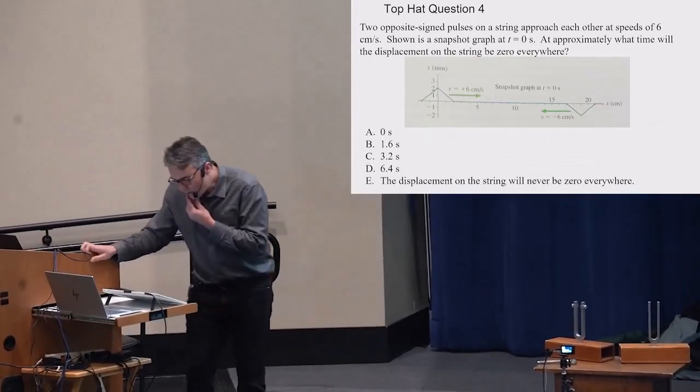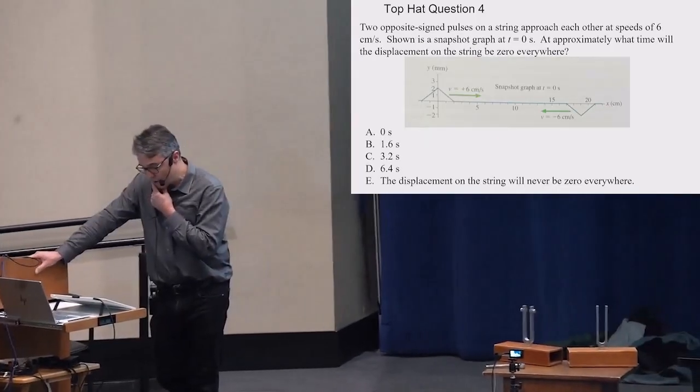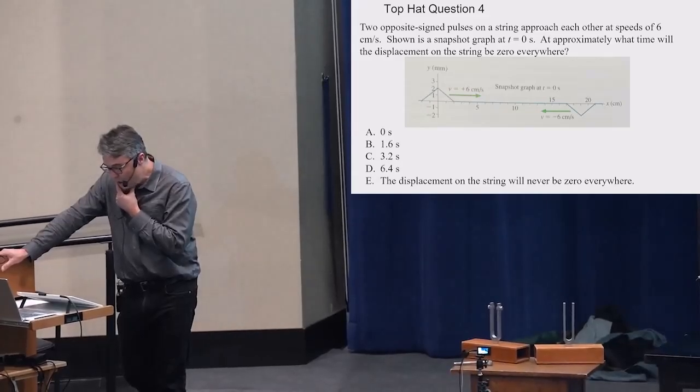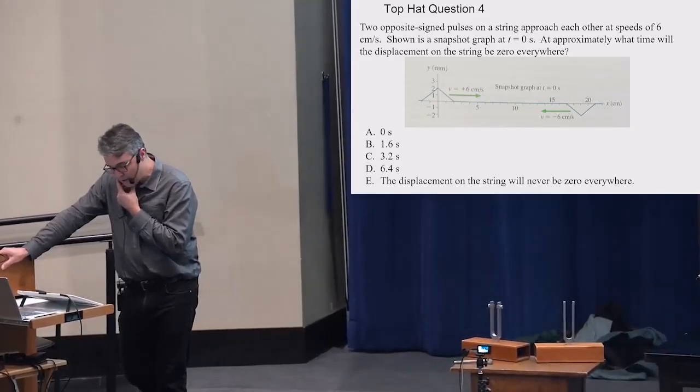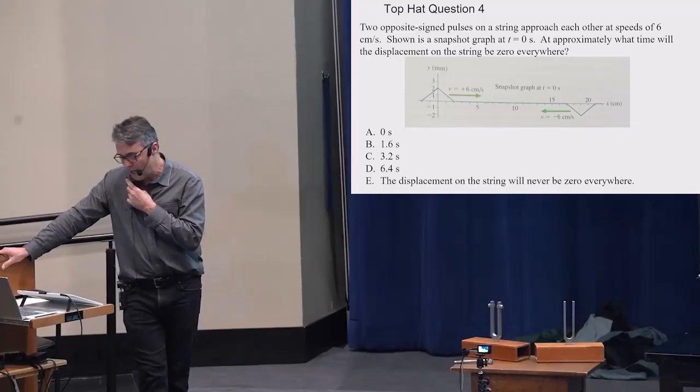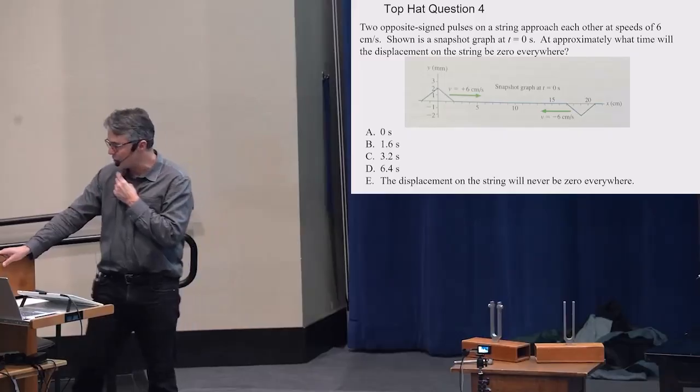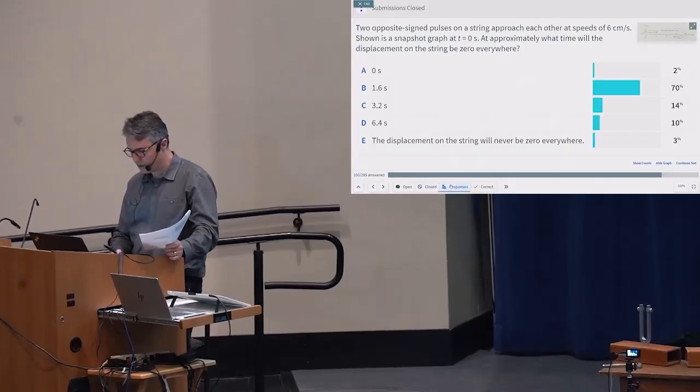Want to do another one? This one is showing two opposite-signed triangular pulses on a string approaching each other at, again, 6 centimeters per second. Shown is a snapshot graph at t equals 0. And the question is, at what time will the displacement on the string be 0 everywhere? A lot of people are saying 1.6 seconds. So I agree with that.